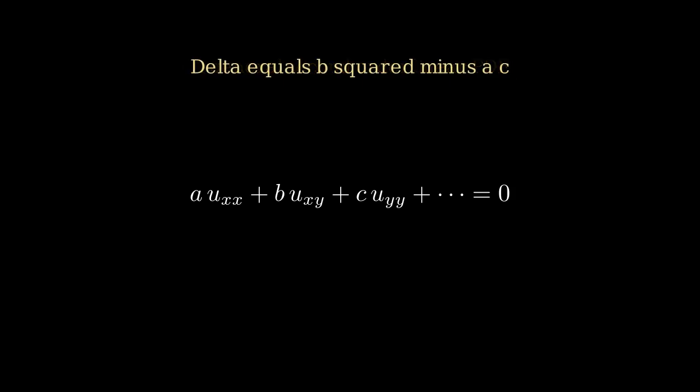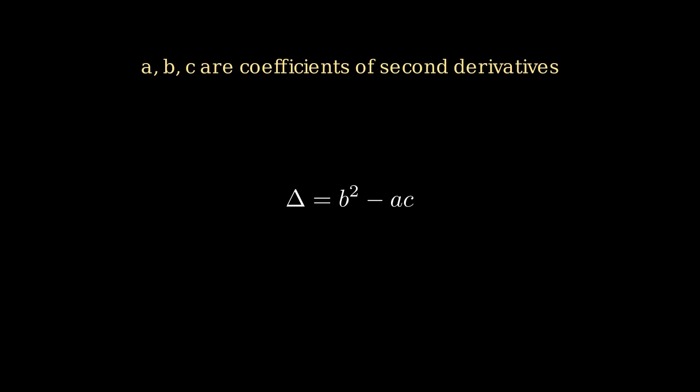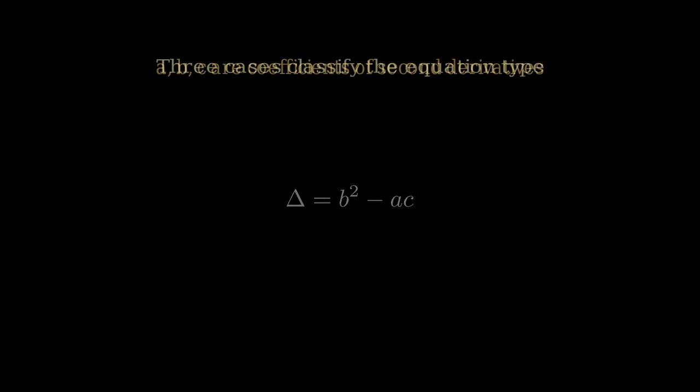A general second-order linear partial differential equation can be classified using a discriminant. We write this discriminant as delta equals b squared minus ac, where a, b, and c are the coefficients on the second derivative terms of the equation. There are three cases to remember.